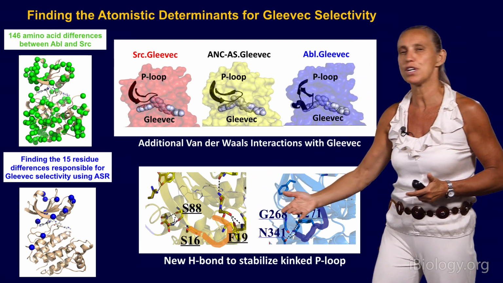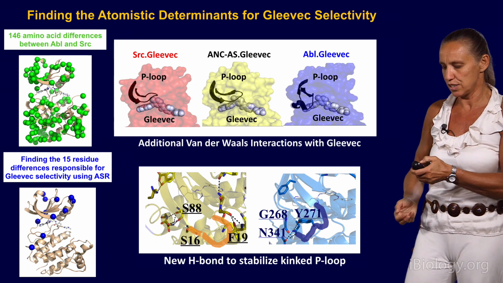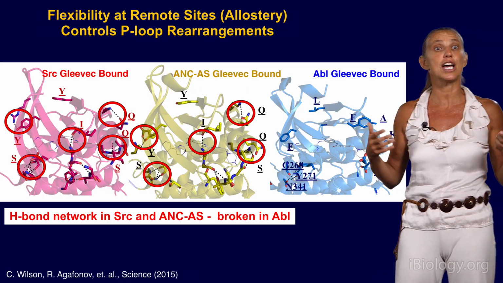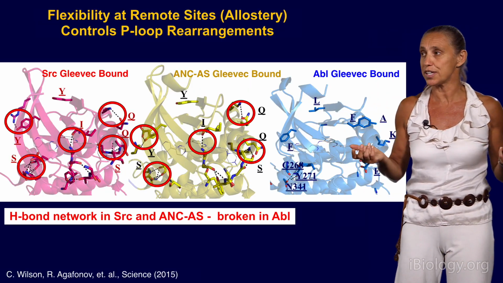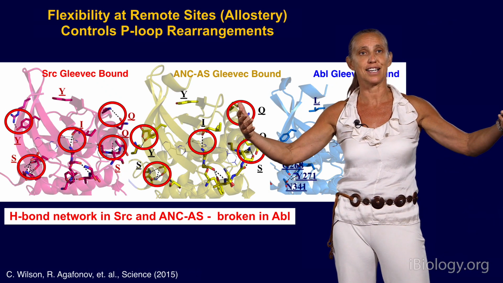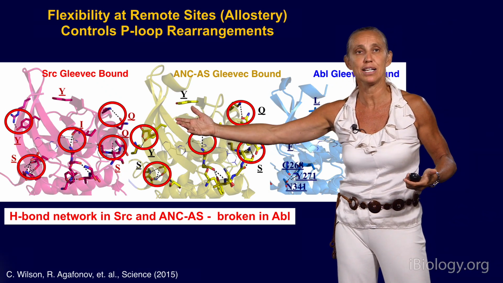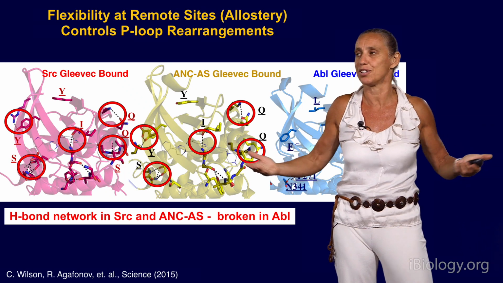But even with all three of them, you still would not kink the loop. What else is needed? These are the other 10 or 12. Where are they? They are far from the binding site. And they had to be far from the binding site because the binding pocket is identical, right?